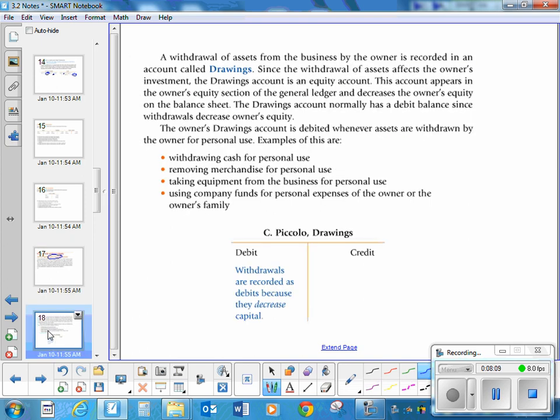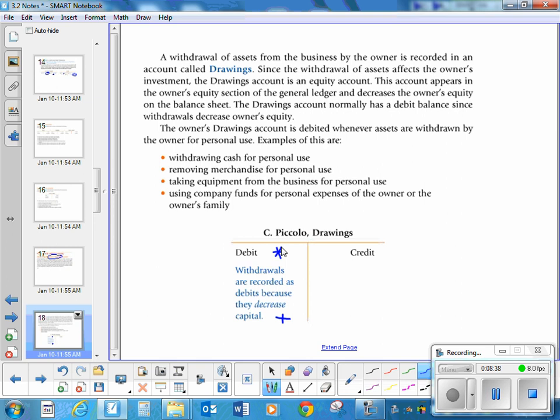And I think I have an example here for you. So C. Piccolo Drawings. So this is his account. It has a normal debit balance because it's bringing down the capital. So if you are taking drawings out, you're going to put it here. And then you'll never actually use the credit side of this because when you put money in, it's going to actually go to your capital account.